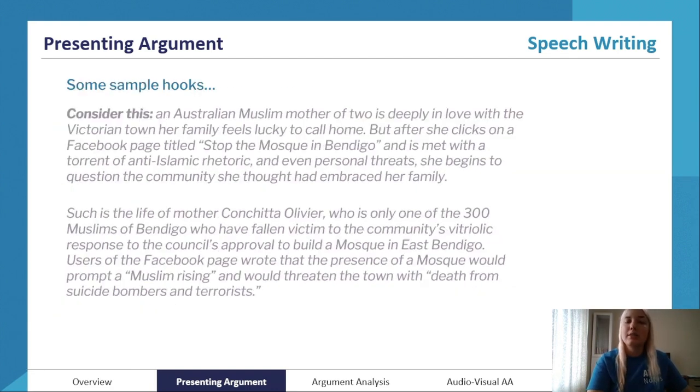Okay, now talking about some techniques. So starting with a hook, we said starting with a hook means starting with some kind of persuasive language technique. So let's have a look at this one.